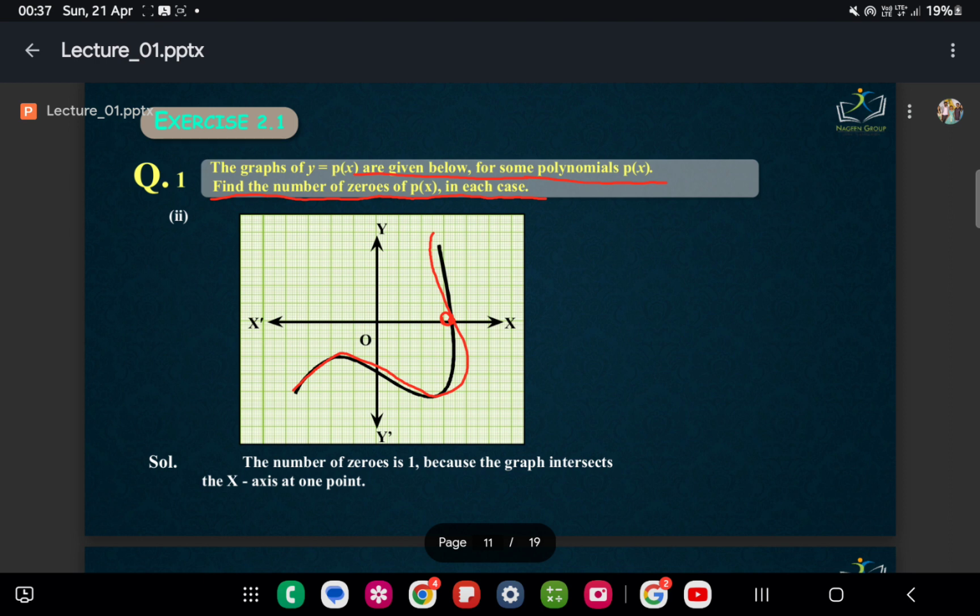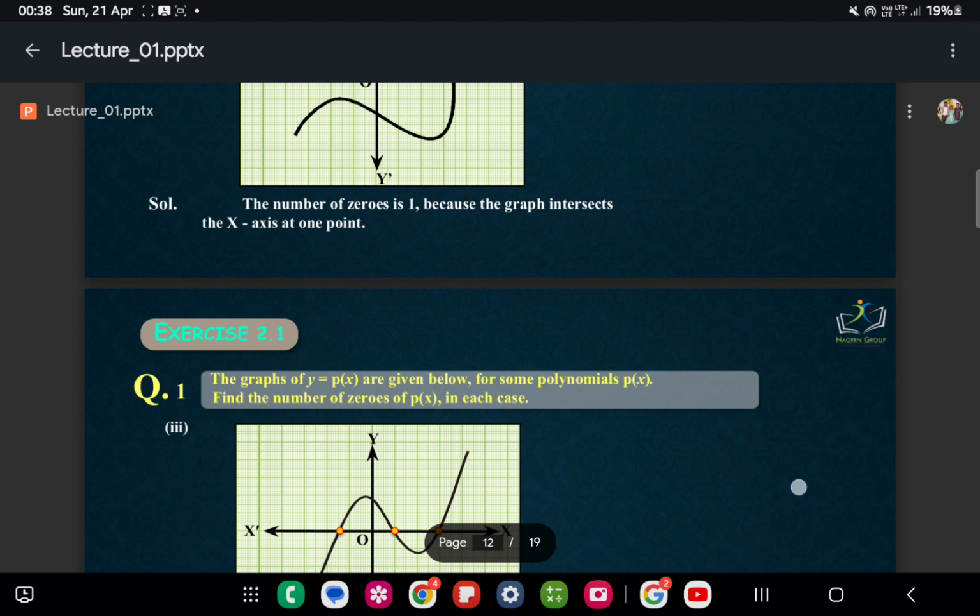So the answer will be very easy. The solution: the number of zeros is 1. The number of zeros of the polynomial is 1, because the graph intersects the x-axis at 1 point. Here it meets at a single point, so it is represented as the number of zeros is 1. Next we are moving to the third question.